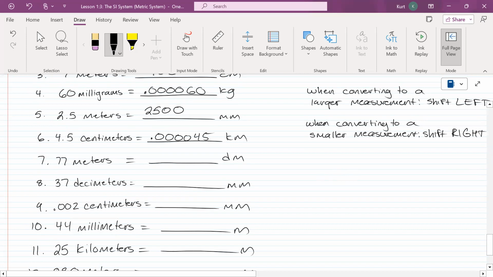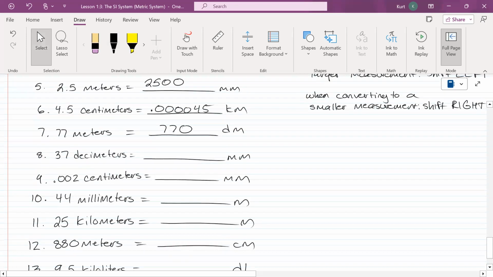All right, 77 meters to decimeters. You're going smaller, so you're shifting to the right, and you're only shifting to the right by 1 because a decimeter is 1/10 of a meter, and 10 has 1 zero, so it should be 770 decimeters.